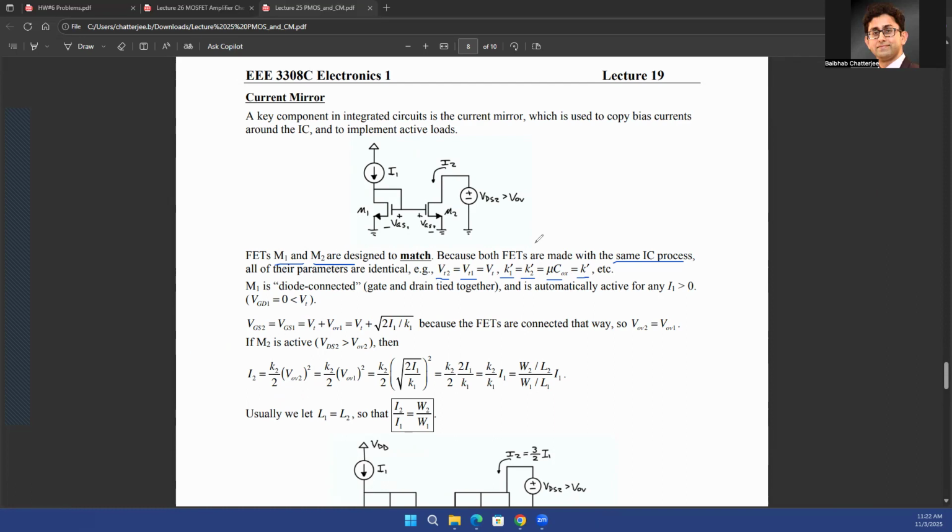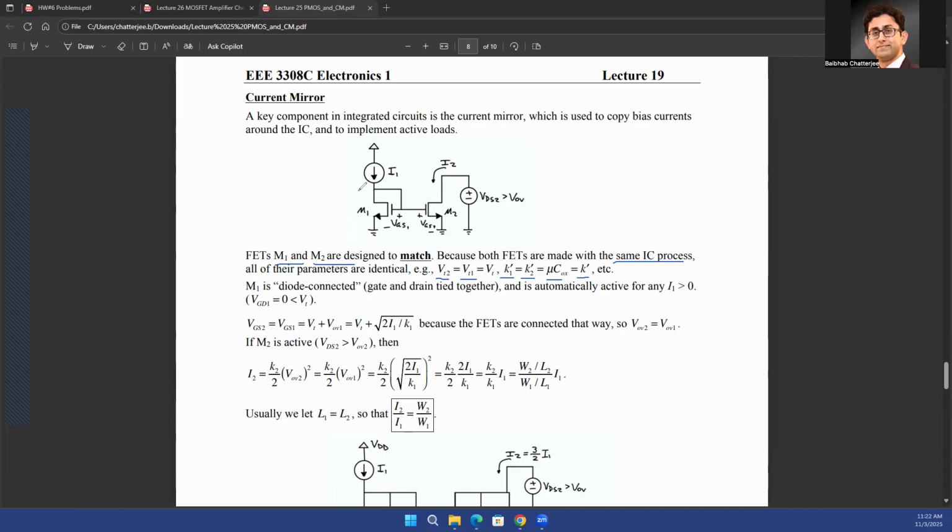There might be a small difference, but that's again too complex to analyze right now because we are learning this circuit for the first time. So we'll assume that the threshold voltages are equal, and we'll also assume that the K parameters, the device transconductance parameters, are also equal.